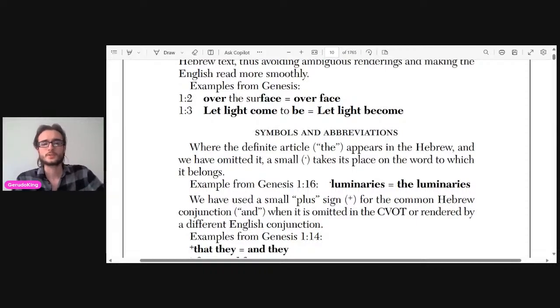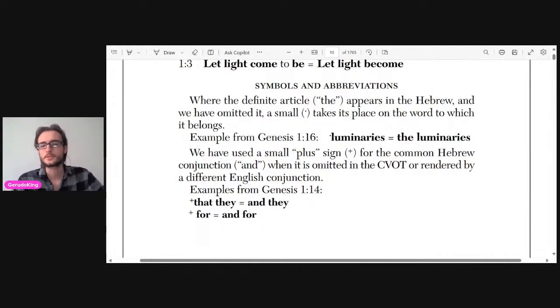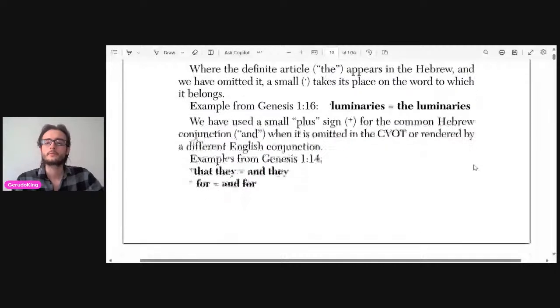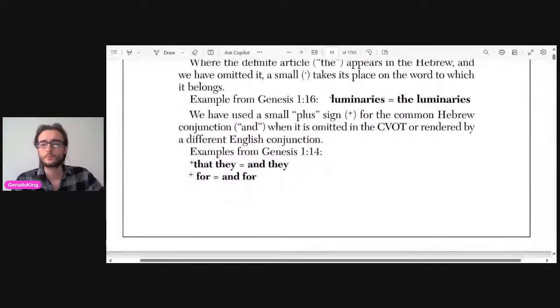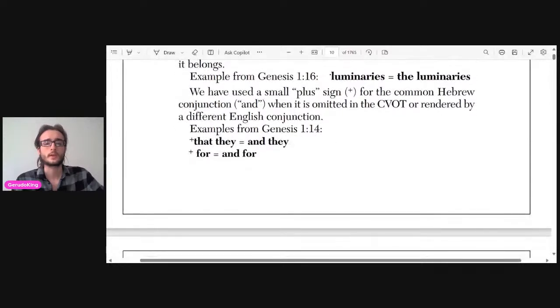Symbols and abbreviations. Where the definite article the appears in the Hebrew and we have omitted it, a small dot there takes its place on the word to which it belongs. An example from Genesis 1:16. There's a dot with luminaries, and that means the luminaries. We have used a small plus sign for the common Hebrew conjunction and when it is omitted in the Concordant version or rendered by a different English conjunction. Examples from Genesis 1:14, that they is and they.